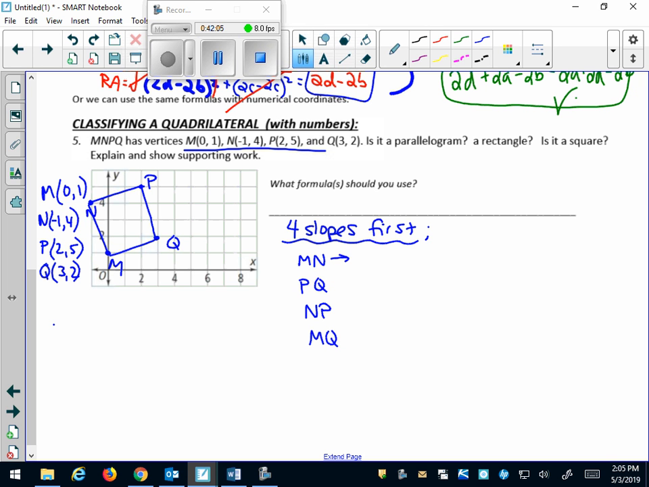So we're doing slopes. y2 minus y1 over x2 minus x1. So if we're using M and N, these 2 points here, we're going to do y2 minus y1 over x2 minus x1. We're going to do 4 minus 1 over negative 1 minus 0. What's 4 minus 1? Negative 1 minus 0. What's the slope? Negative 3.